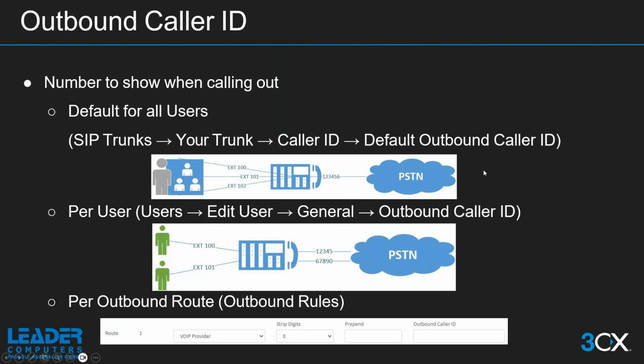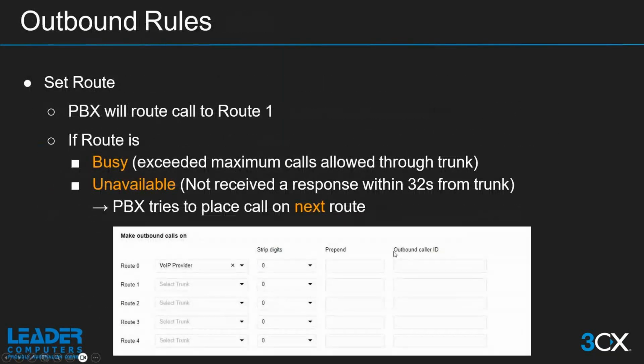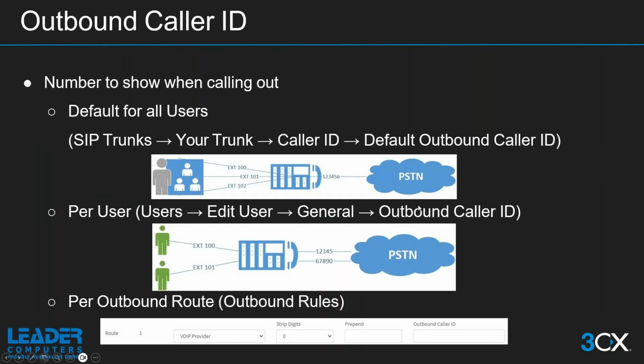So this is where you can set the caller ID on a trunk level. And for user level, if you go to users, edit users, general, outbound caller ID, you can also set it there. I'll show you during the demo where exactly you can set caller IDs. Also you can set the caller IDs in the outbound rules. For example, in the previous one, you can see there is an outbound caller ID tab in the outbound rule. So that's another place where you can set the outbound caller ID.